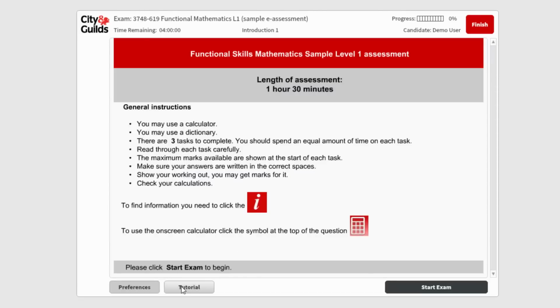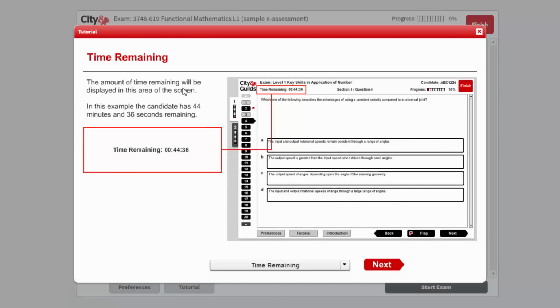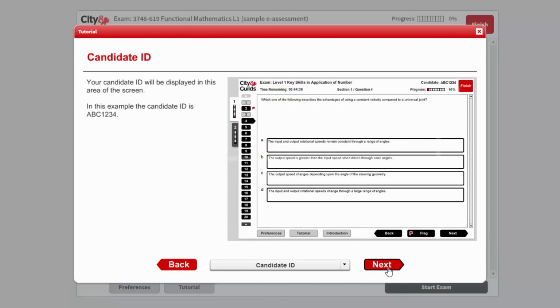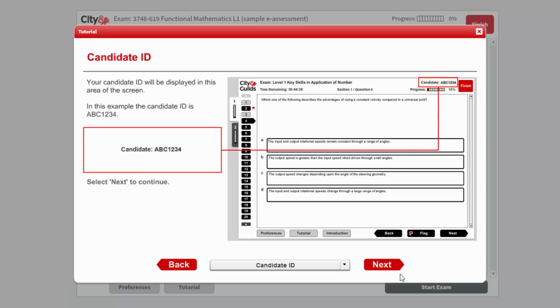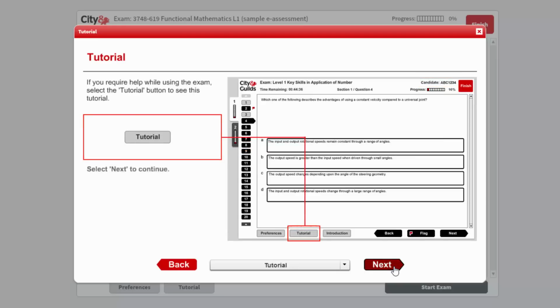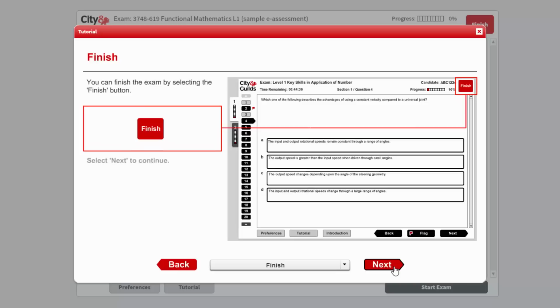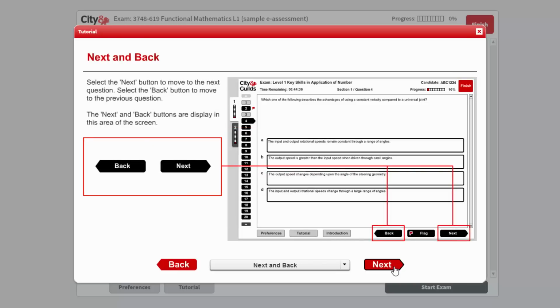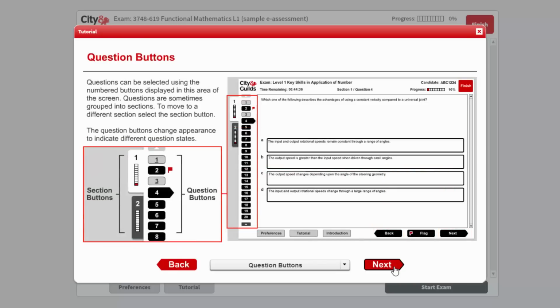You can see it says the length of the assessment is 1 hour and 40 minutes. You can also see that where it says the time, there's about 4 hours that it actually gives you to do the sample. So it gives you much longer than you actually need. This is just the tutorial. It shows you what all the different buttons do. You just click next each time. It's fairly self-explanatory. It's fairly intuitive.